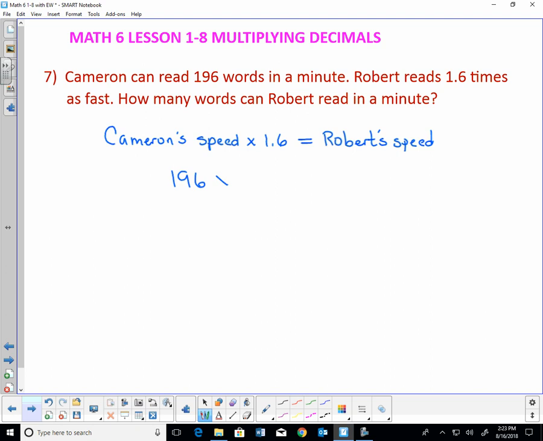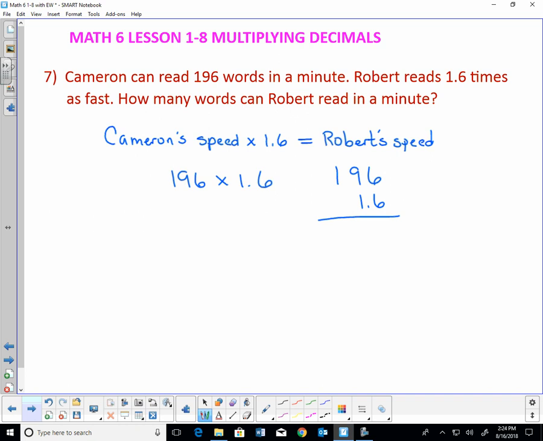So I need to take 196 and multiply it by 1.6, not 1.96. I'm so silly. 1.6, there we go. So 196 times 1.6 gives me Robert's speed. So I'm going to multiply these out. I'm going to rewrite this vertically because it's so much easier to do. 99% of the time I do traditional multiplication, not lattice. I do lattice once in a while. I'm faster this way. This way I learned.